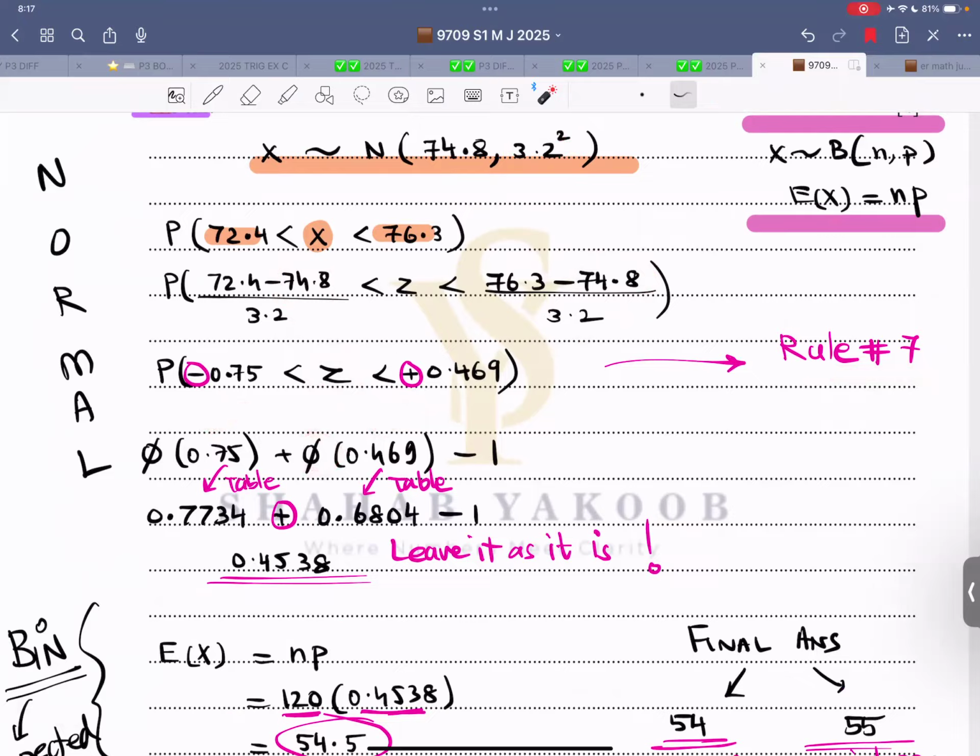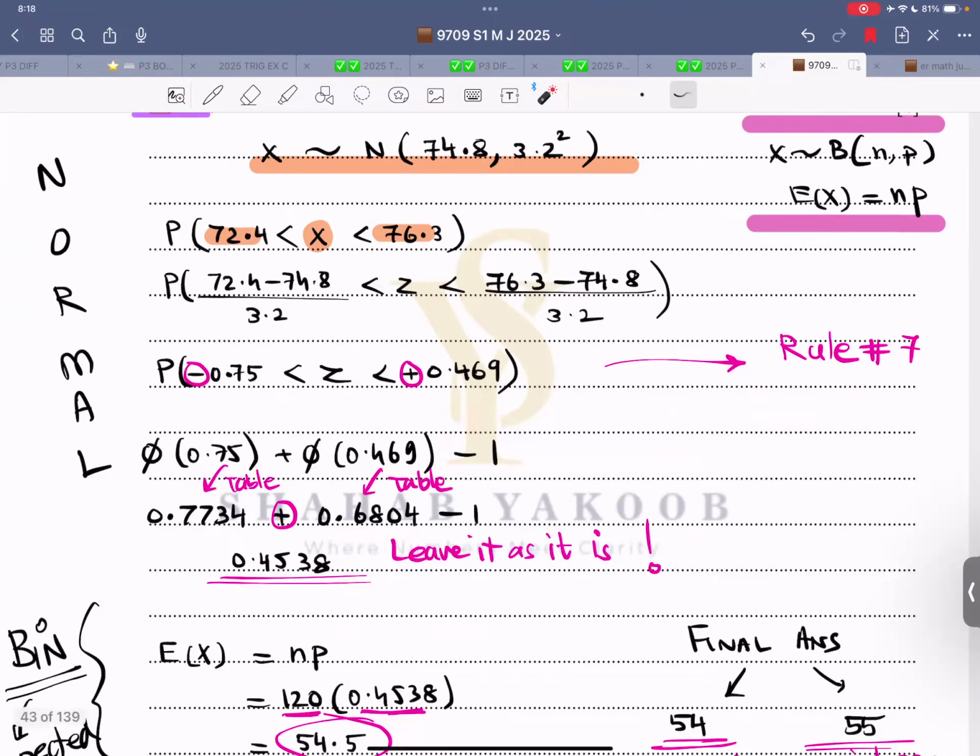Phi means read the table. Use the Z value to calculate probability. That is what phi of Z means. This is what you're getting from the table. Add the probabilities, subtract 1, leave the answer as it is.